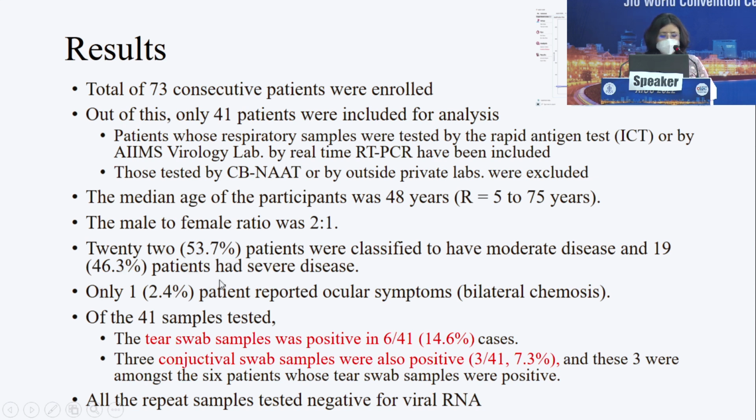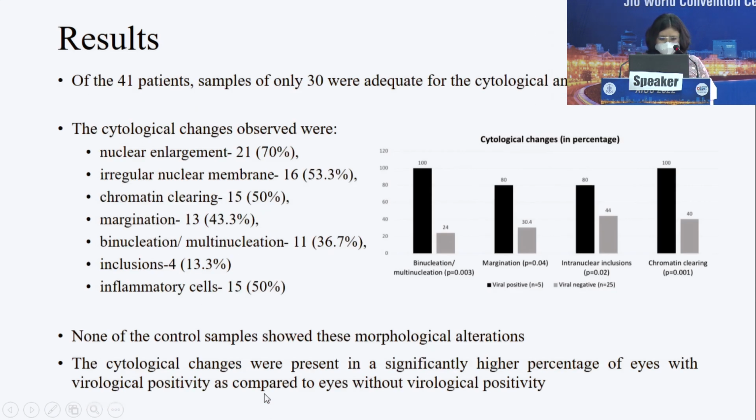Out of this, only one patient reported ocular symptoms, which was a case of bilateral chemosis. Out of the 41 samples that we tested, the tear swab samples were positive in 6 out of 41, that is approximately 15% of the cases. And 3 conjunctival swabs were also positive, which is nearly 7%, and these 3 were amongst the 6 whose tear swabs were positive. And all our repeat samples tested negative for viral RNA.